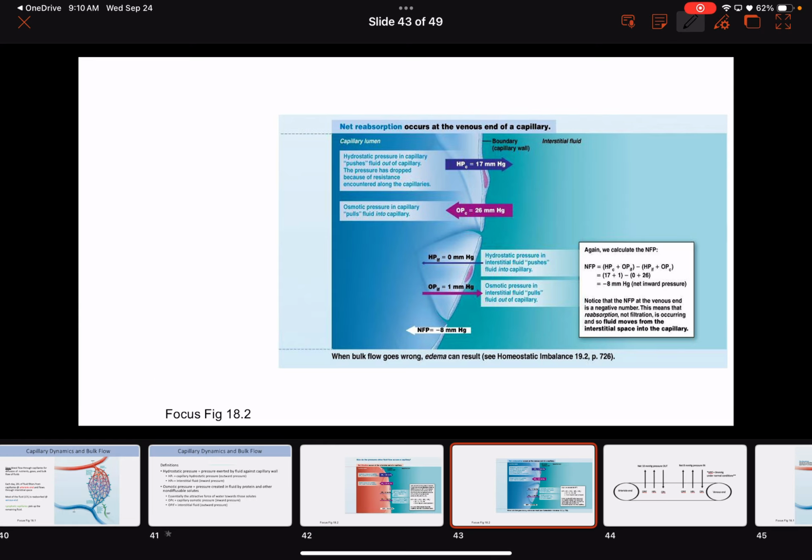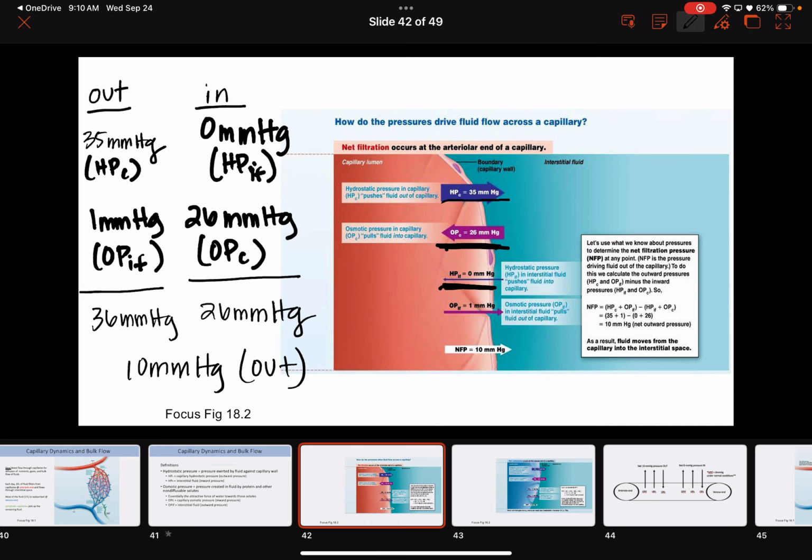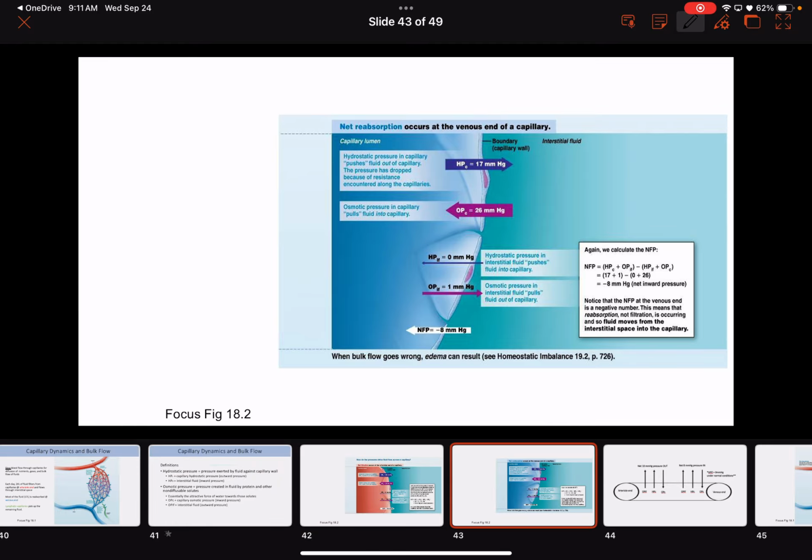Once we get to the venous side, we have a significant drop in hydrostatic pressure of the capillary. Because remember, as we get farther and farther away from the heart, the pressure is going to drop. Now we're getting to the venous side. Walls are thinner, pressure is lower, and so the hydrostatic pressure of the capillary is only 17 now. So again, we're going to organize our outward pressures and our inward pressures. Our hydrostatic pressure of the capillary is now only 17 millimeters of mercury, because now we're on the venous side. This is our HPC.